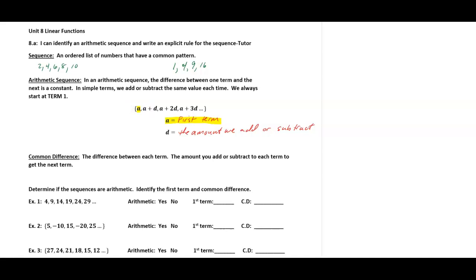But then we're going to add some amount to A. So we're going to add D. And D is the amount we add or subtract to the first term. But then we keep adding D. So next it's the first term plus 2 D's, then the first term plus 3 D's, and this sequence will continue. Now, we have a special name for that D: the common difference. It's the difference between each term, or, in simple terms, the amount you add or subtract to each term to get the next term.